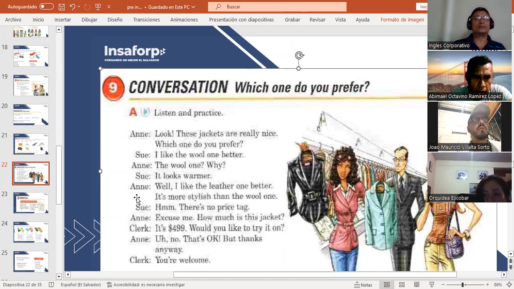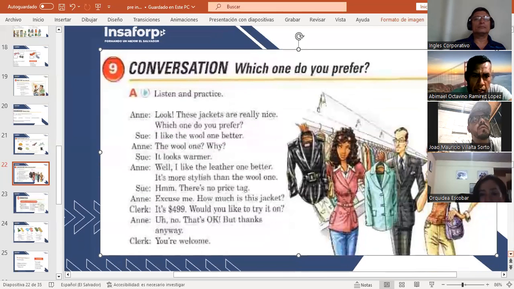Okay, questions? No, teacher. No? Pronunciation? What is warmer? Warmer. Warmer is a comparative adjective. Ahí estoy comparando las dos jackets. Okay. Ya, esta es más caliente que aquella.